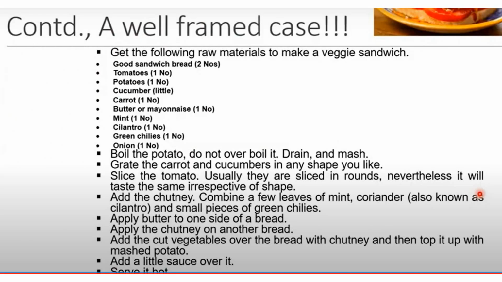Very simple. See the way I have written it here. Now get the following raw materials to make the veggie sandwich. How many breads do you want? How much tomato do you want? How many potatoes do you want? Do you need cucumber, carrot, butter or mayonnaise, mint, green chilies, onion? All these are the contents, or the raw materials, that are to be purchased, and I need to specify the count.